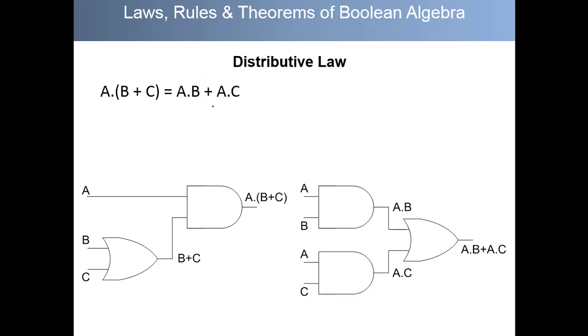The law of distribution of multiplication over addition states that A and (B plus C) is equal to A and B plus A and C. So multiplication is distributed over the addition of these two variables.